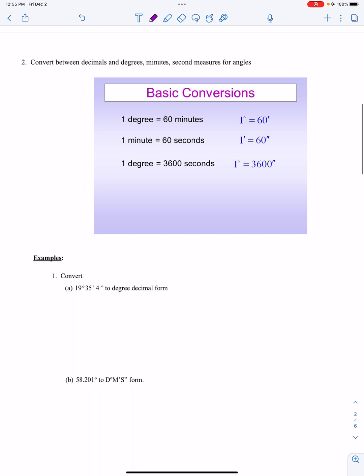So we talked a little bit about these degrees, and then I mentioned very briefly that there's degrees, minutes, and seconds, and that's just another way to measure angles. So just like we have degrees and just like we have radians, we also have this way to measure in degrees, minutes, and seconds. Now, just like when we have time on our clock, 1 minute is the same thing as 60 seconds. And 1 degree is 360 seconds by that math.